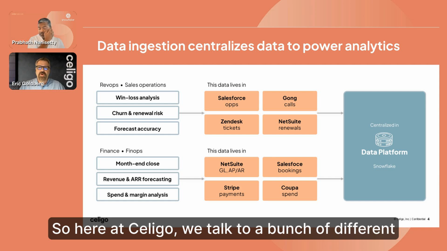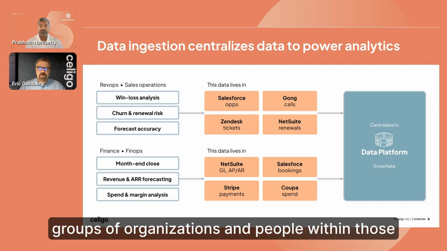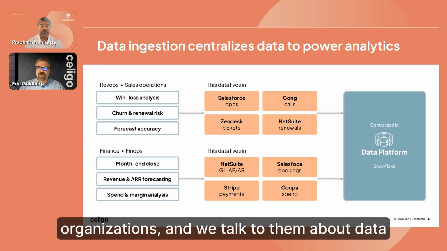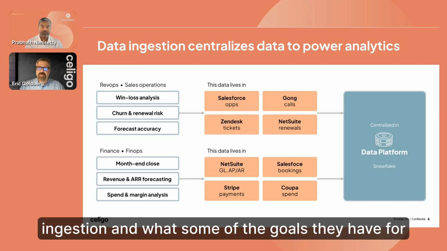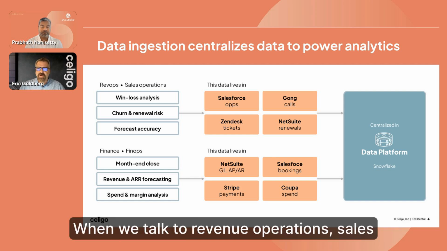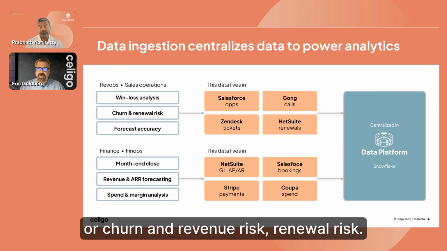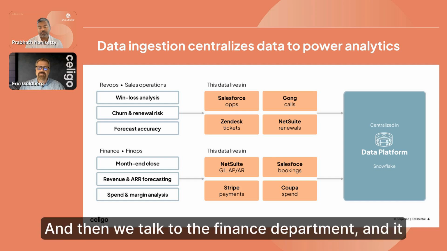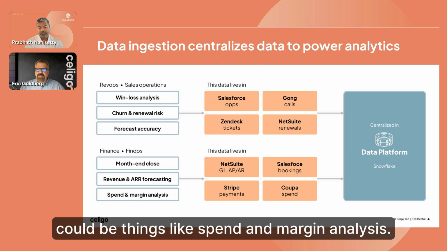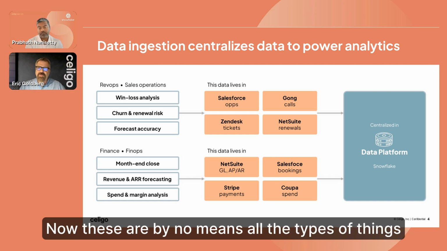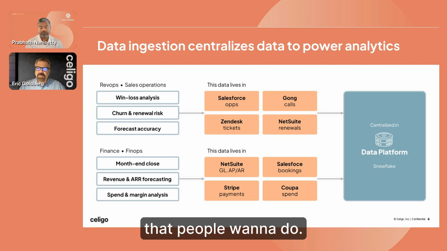So here at Celigo, we talk to a bunch of different groups of organizations and people within those organizations. And when we talk to them about data ingestion and what some of the goals they have for their AI, when we talk to revenue operations, sales operations, a lot of times it's around win-loss analysis or churn and revenue risk, renewal risk. And then we talk to the finance department, and it could be things like spend and margin analysis.